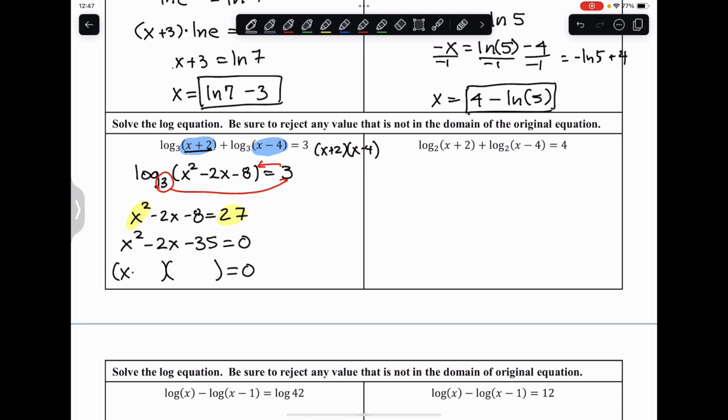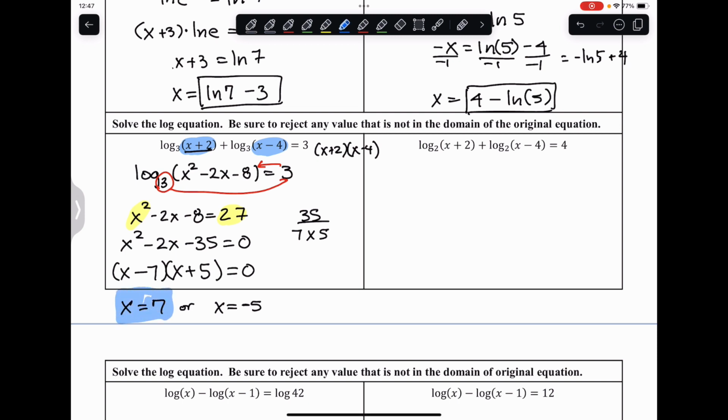And those factors are going to be negative and positive. And the factors of 35, one factor is 7 times 5. And that works out because 7 and 5 give me a total of negative 2 when I add it together. So x equals positive 7 or x equals negative 5. And here, the correct answer is going to be positive 7 only.